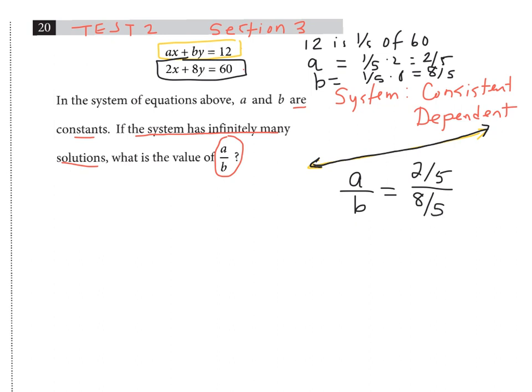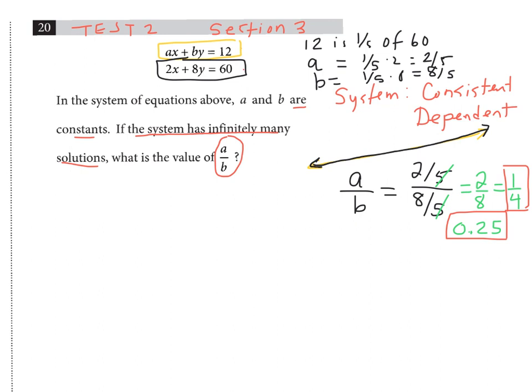So if we divide 2/5 divided by 8/5, the 5's cancel out, and you get 2 over 8, which is 1/4. So the ratio of A to B is 1 to 4. Okay, and the 1/4, because this is a gridded answer, you can write the answer as 0.25. So either way would be correct. You could write 1/4, or you could write 0.25, but you can't write both.